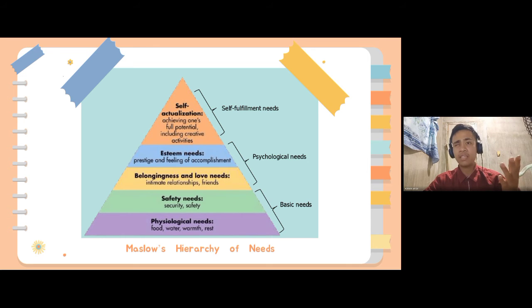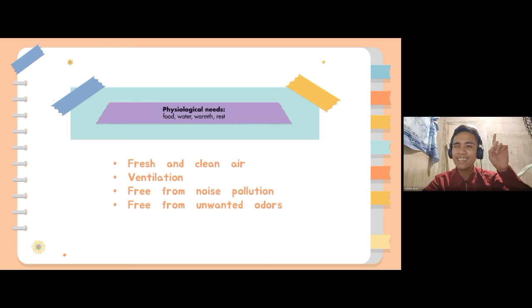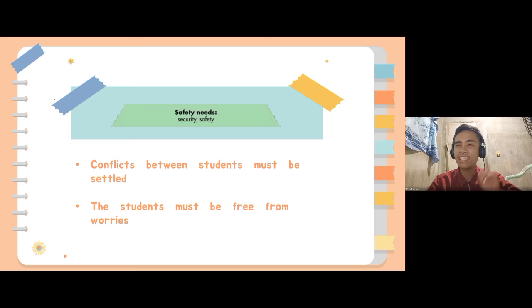So, how does this translate into the classroom? Well, it basically says that there are factors that must be met in order for a student to effectively learn. Now, we'll explore one by one these factors according to Maslow's hierarchy of needs. Let's start with the lowest tier, that's physiological needs. So your students must have fresh and clean air. They must be well ventilated. And the room or the environment should be free from noise pollution or free from unwanted odors that can cause distraction. Moving on to the next tier, we have safety needs.